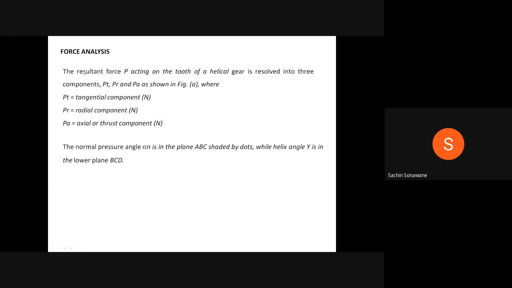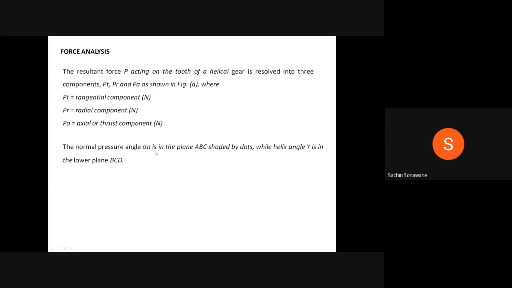Please write down this: the resultant force P acting on the teeth or tooth of a helical gear is resolved into three components, that is tangential force Pt, radial force Pr, and axial force Pa. Write down where Pt is the tangential component in Newton, Pr is the radial component in Newton, Pa is the axial or thrust component in Newton.